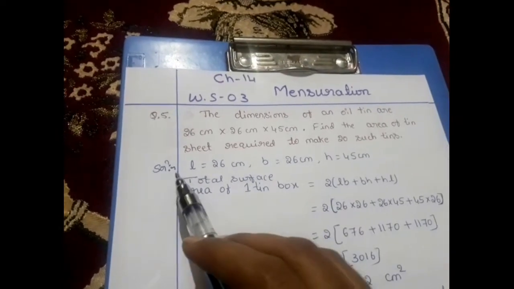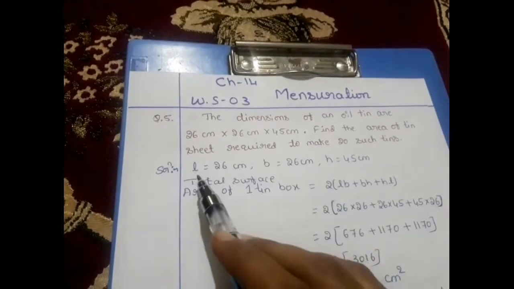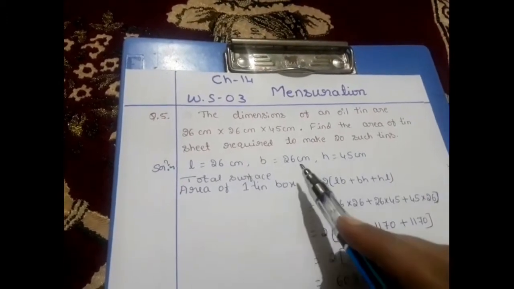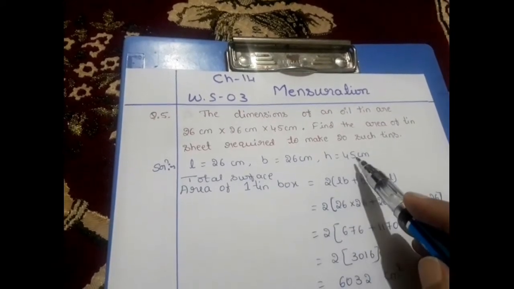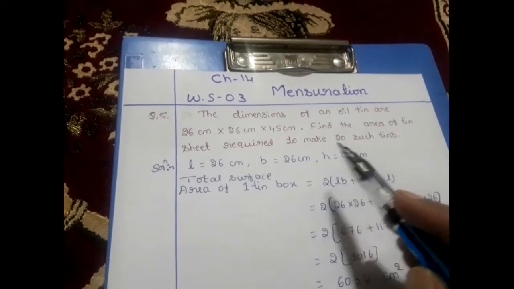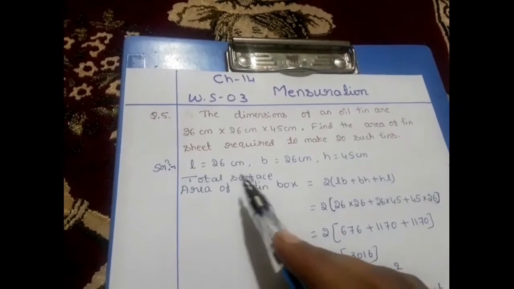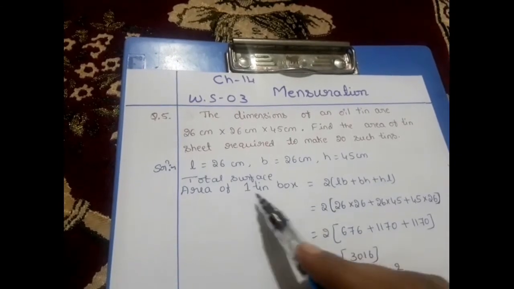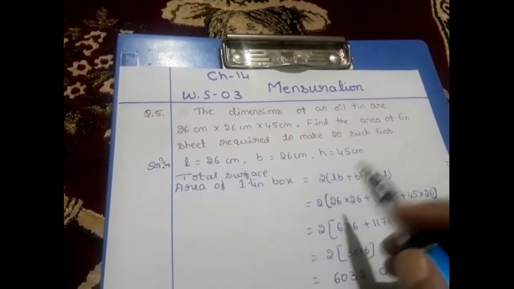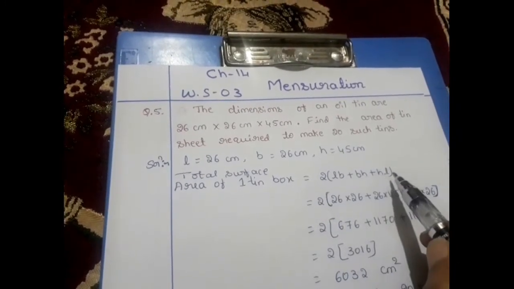In the solution, first write down what is given: length L is equal to 26 centimeter, breadth B is equal to 26 centimeter and height H is equal to 45 centimeter. You have to find the total surface area of the cuboid, the total surface area of one tin box, which is in the shape of a cuboid. The formula is 2 into (L into B plus B into H plus H into L).